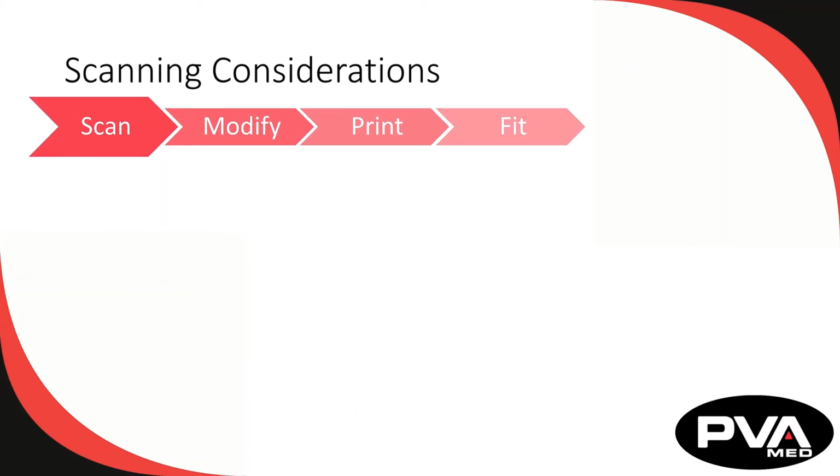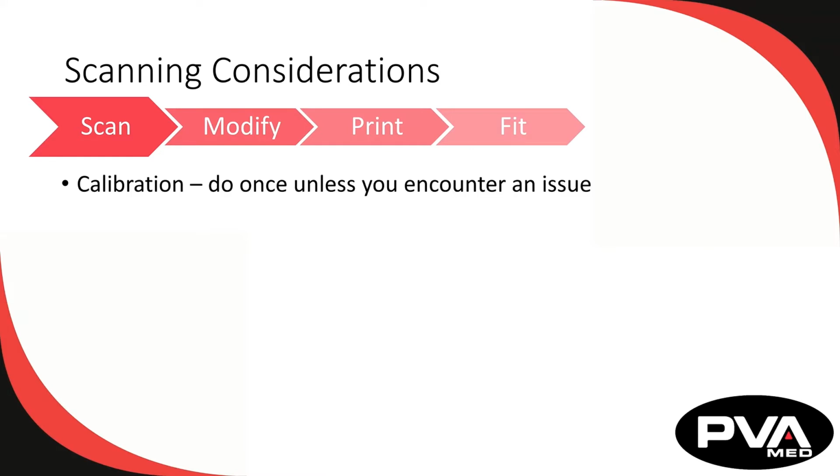Now let's cover some scanning considerations to get ready to perform the scanning step of the workflow. First, like any tool in our toolbox, scanners need to be properly calibrated to perform optimally. A properly calibrated scanner will provide accurate digital models consistently. It only takes a few minutes to calibrate your scanner, and your calibration need only be performed once unless there's a problem detected in the scanning results. This will support all apps that use the scanner.